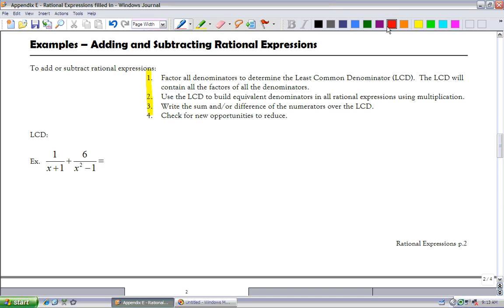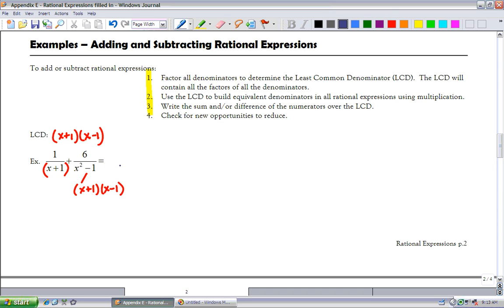So the first thing we want to do here is look at our two rational expressions, and I'm going to factor the first one here just so that we see it. This is the difference of squares again. You'll notice that in the first rational expression, we have a factor of x plus 1, and in the second one we have an x plus 1 and an x minus 1. So our least common denominator in this case will be x plus 1 and x minus 1. Each of them needs to have that in the denominator.